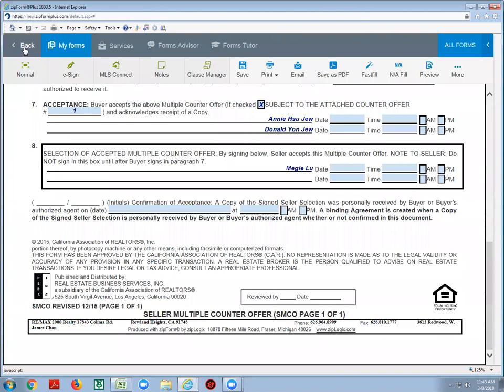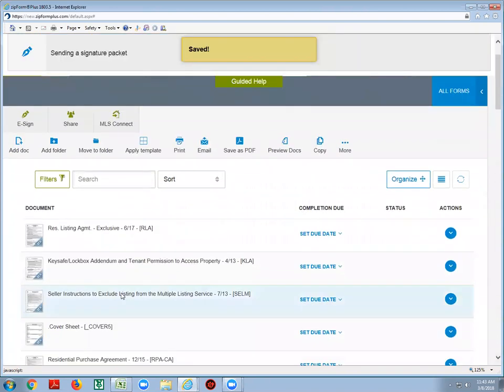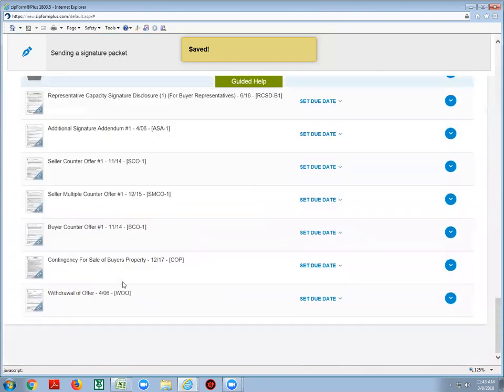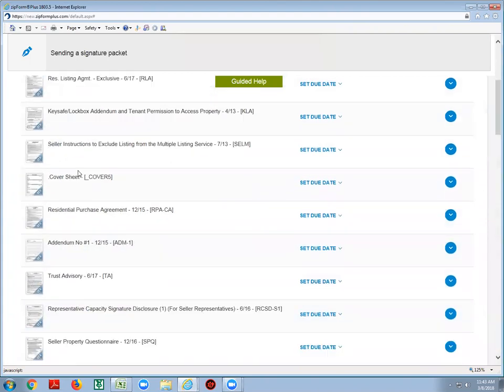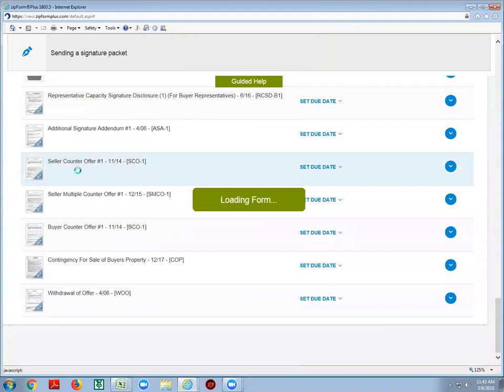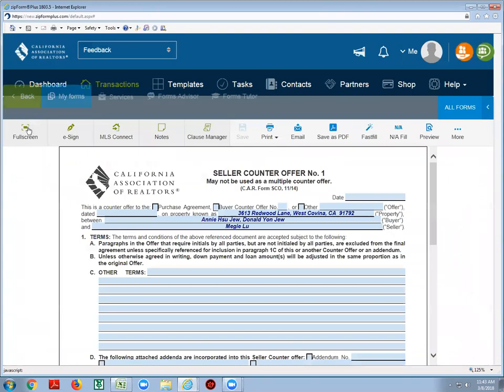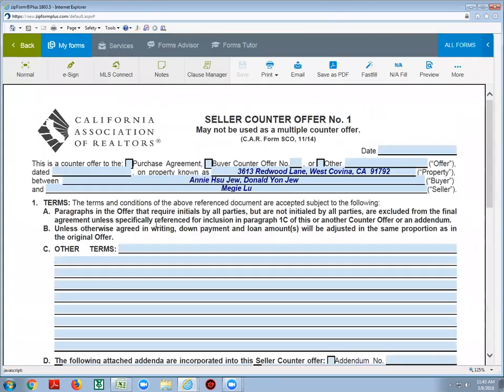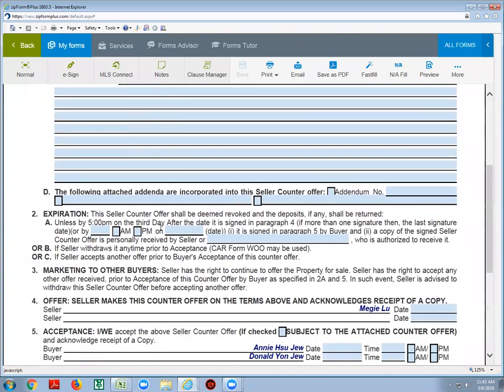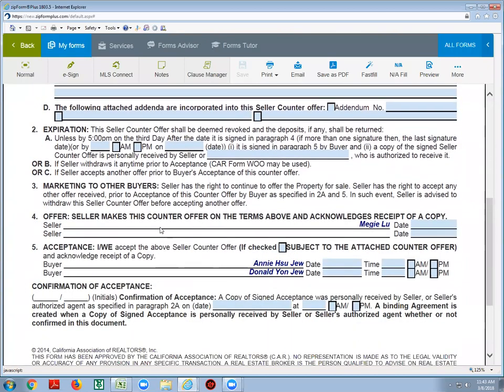We'll take a quick look at the seller counter to the buyer, because that's all similar. I'll just tell you what's a little bit different here, and then we can finish that. The seller counter offer is going to be easier than the seller multiple counter, because it only has two signatures. Everything's still the same on the top.